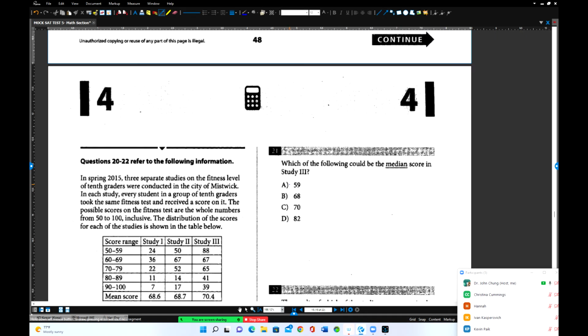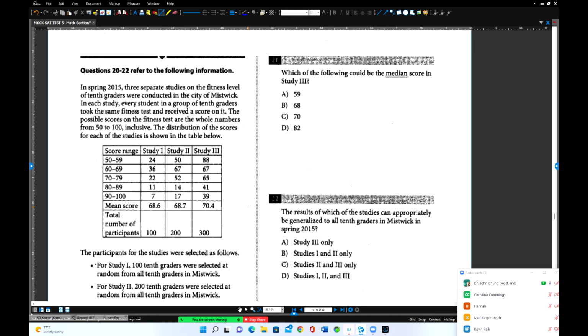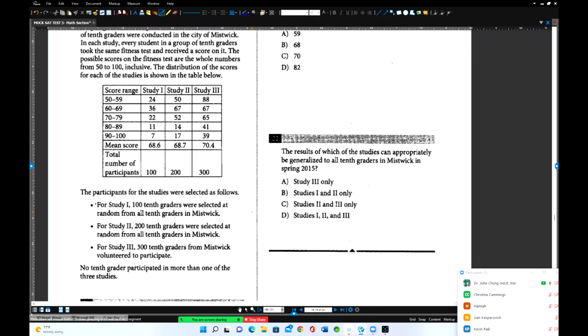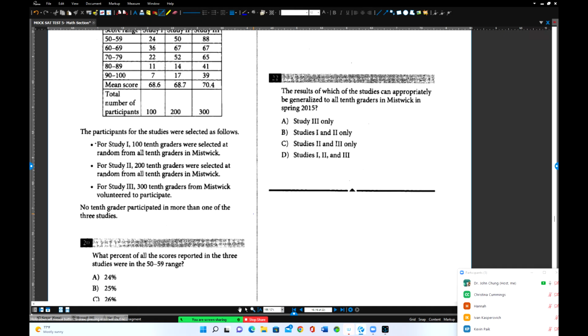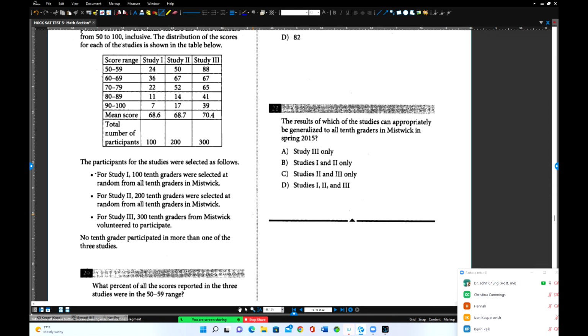The next number is 20. What percent of all scores reported in the 3 studies were 50 to 59? In the 3 studies, the whole thing is how much? 3 studies, 200, 300, 600. Out of these, how many people scored 50 to 59, only, for all 3 studies? This is 24 and 50 and 88.